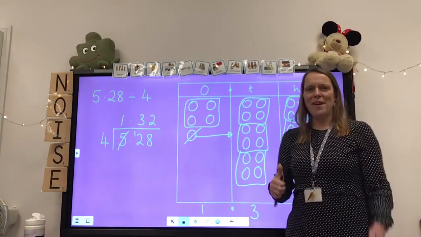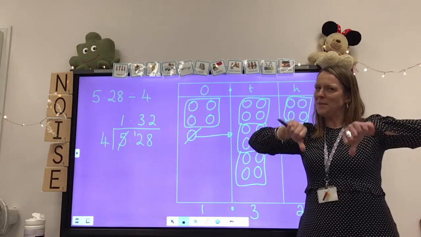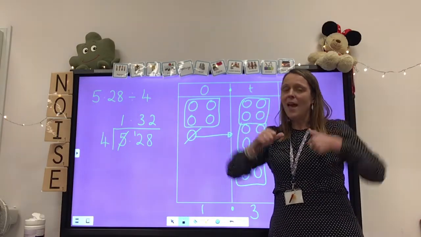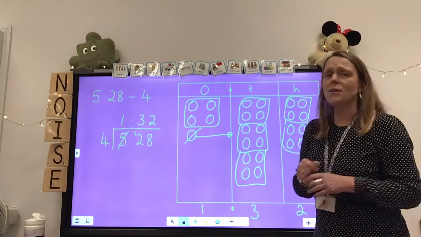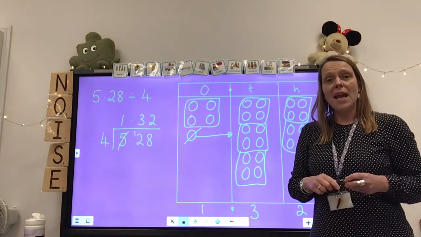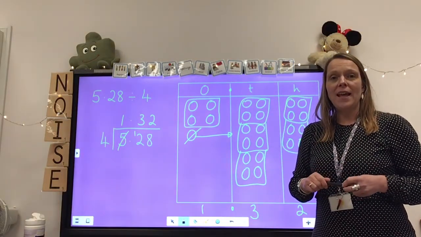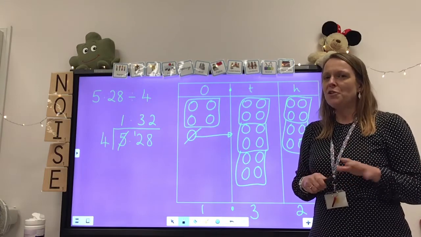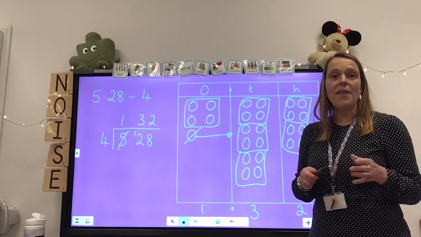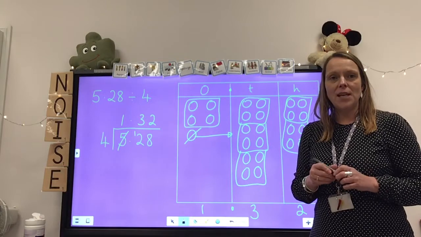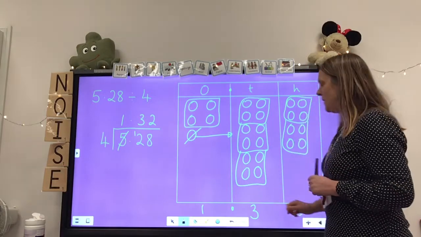Okay, how are we feeling about this at the moment? Thumbs up, thumbs down, in the middle? Are we still a bit unsure? If you're super confident and this makes sense to you, then stop the video now and go off and have a go at the worksheet. If you're a little bit unsure and you want to try out a few more questions before you move on to the sheet, then stay tuned, because we're going to do a couple more examples together.